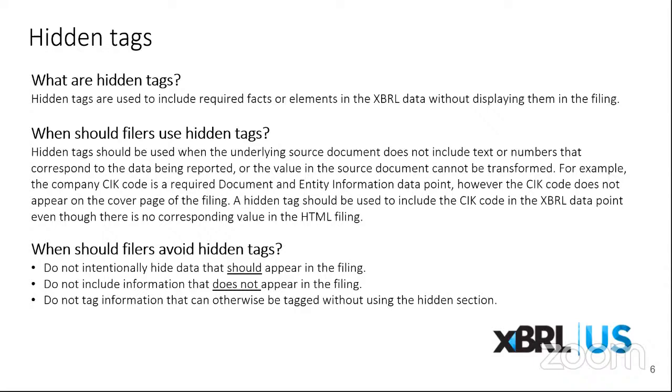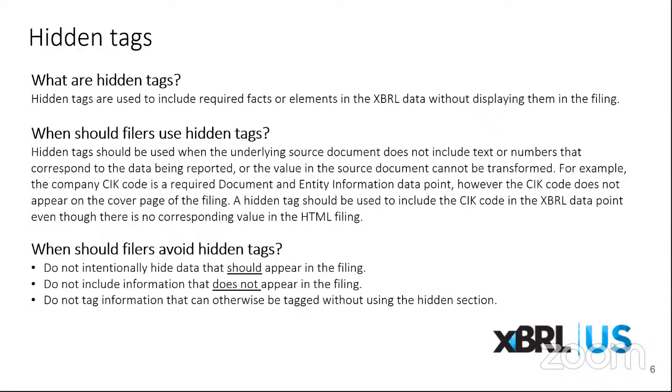So when should filers avoid using hidden tags? Just because you can use these things does not mean you should. You do not want to intentionally hide data that should appear in the filing. So if it's required to be on the cover page in the actual rules, it should still be on the cover page. If it's required to be anywhere, it should still be there. You should not include information that does not appear in the filing regularly either. You don't want to add extraneous hidden information that's not required.